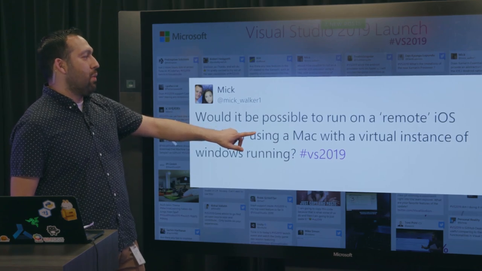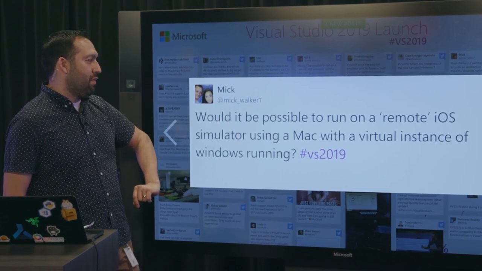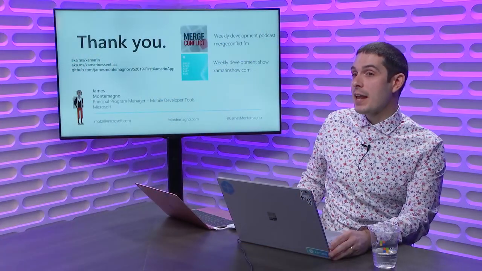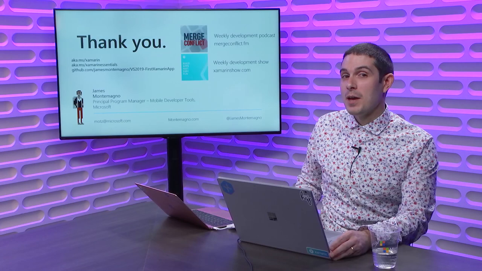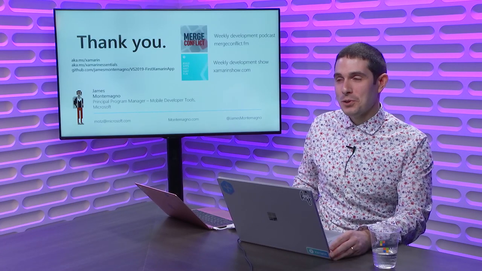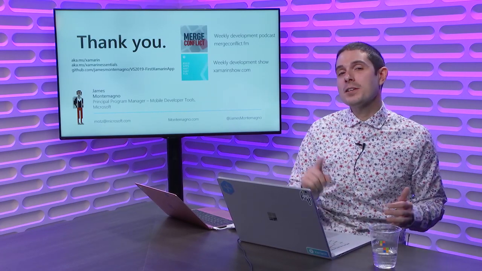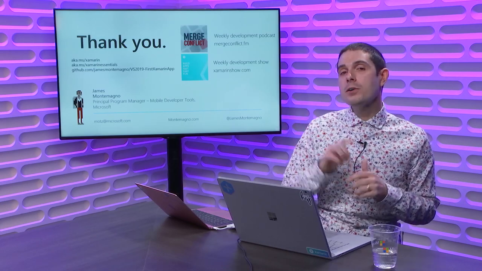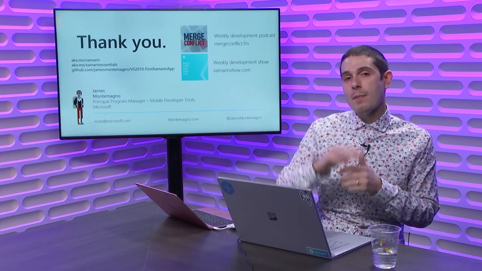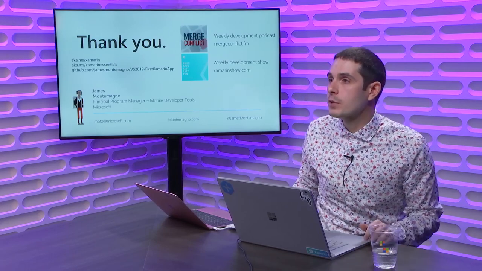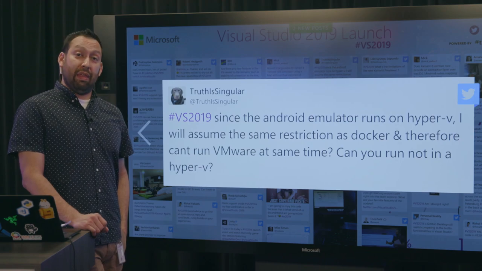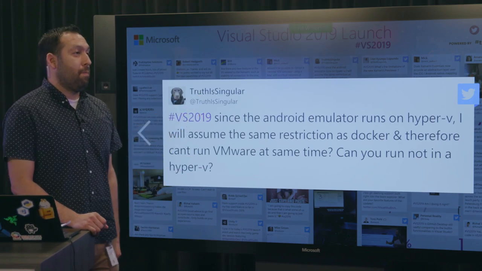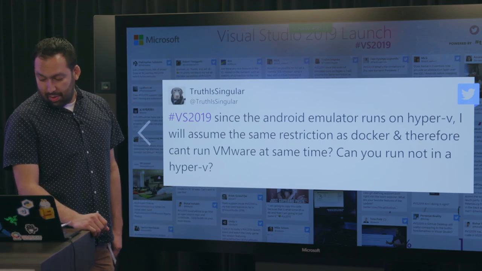Would it be possible to run on a remote iOS simulator using a Mac with a virtual instance of Windows running? Well, I don't know exactly about that and how that may break Apple's EULAs for developers, but there are great partners such as Mac Stadium and Mac in Cloud, which have Visual Studio for Mac up there. All you need is an IP address to point at your Mac machine from your Windows, and boom, you're good to go, over SSH. You need to do the right thing, though. Of course, it integrates into Azure DevOps and App Center, so you can do builds and get it on your phone.